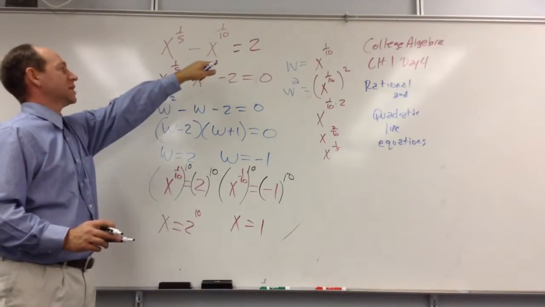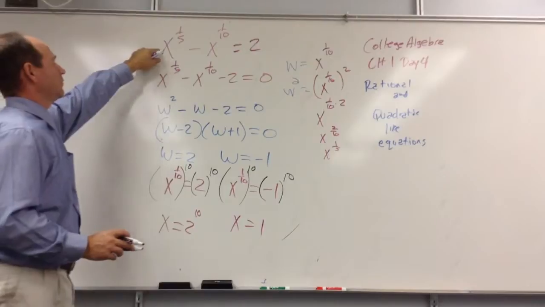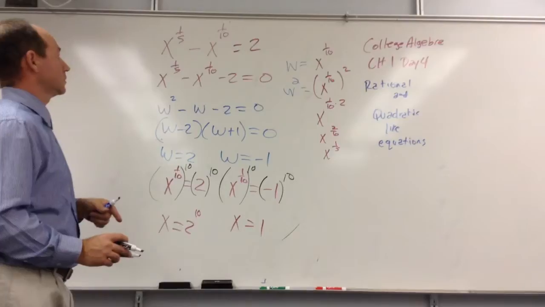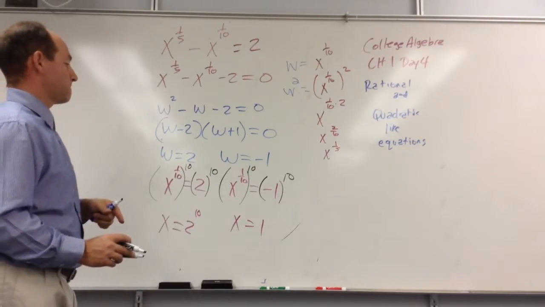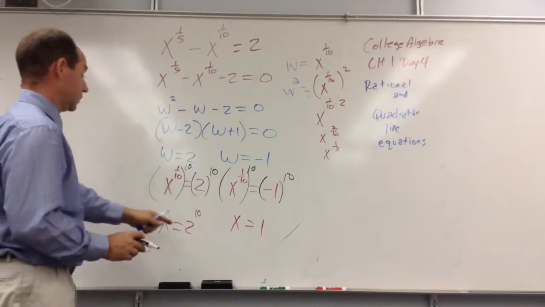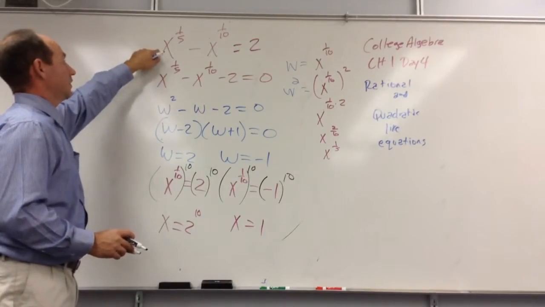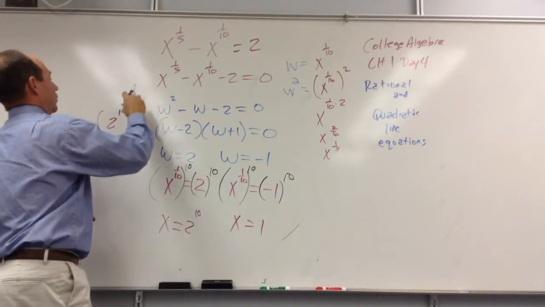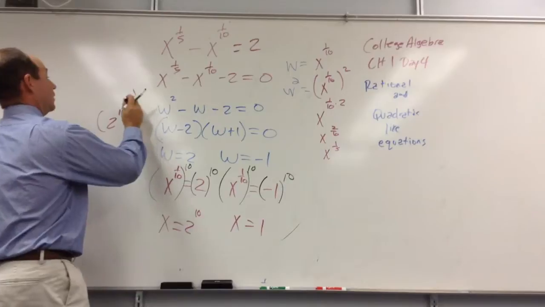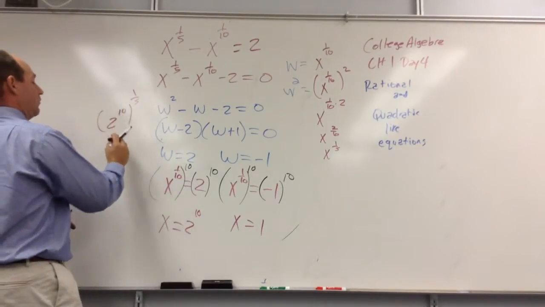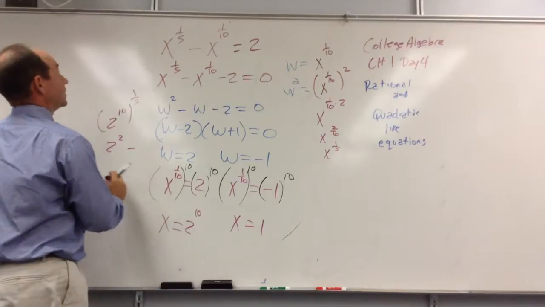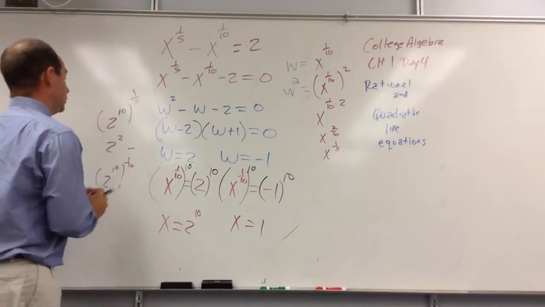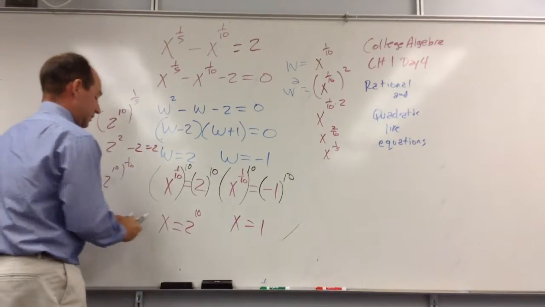1 minus 1, does that equal 2? The 1/5 of 1 minus the 1/5, wait a second. 1 minus 1, does that equal 2? I don't think it does. How about 2 to the 10th? Raised to the 1/5. So that will be 2 to the 10th to the 1/5. So that's going to be 2 to the 10 over 5, 2 squared, minus 2 to the 10th to the 1/10. Okay, that's going to be 2. Does that equal 2? And that answer is yes.